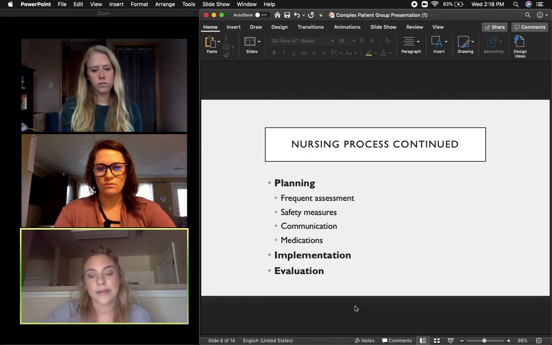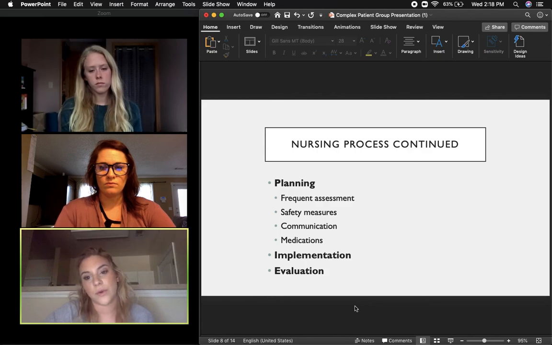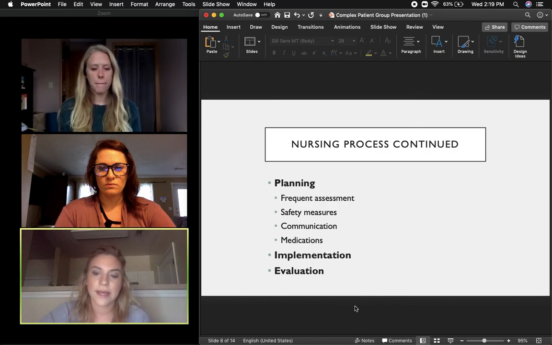So what goals are we trying to meet, and are we meeting those goals? Is the patient safe? Are they free from injury? How is their neurologic status developing? Are they communicating well? And then are the medications producing the effects that we desire? Are they causing adverse effects? So all those things play into evaluation of care.